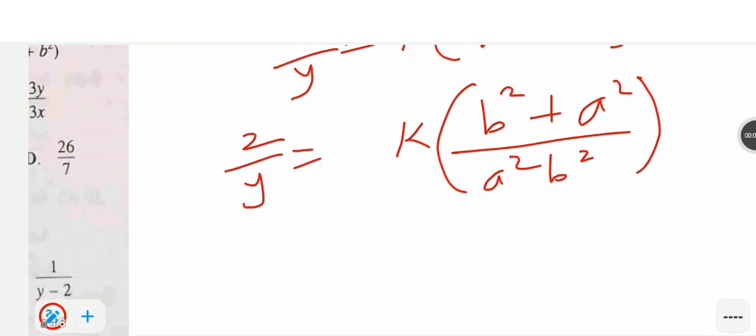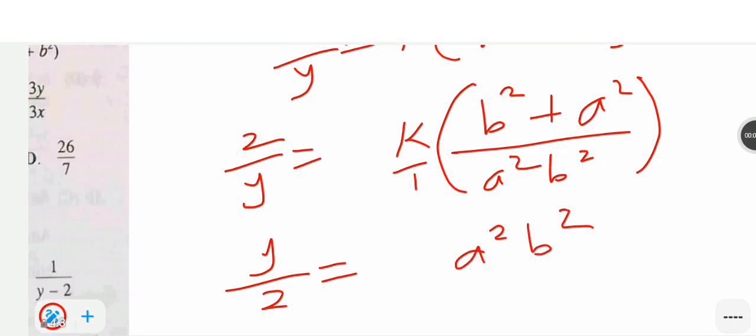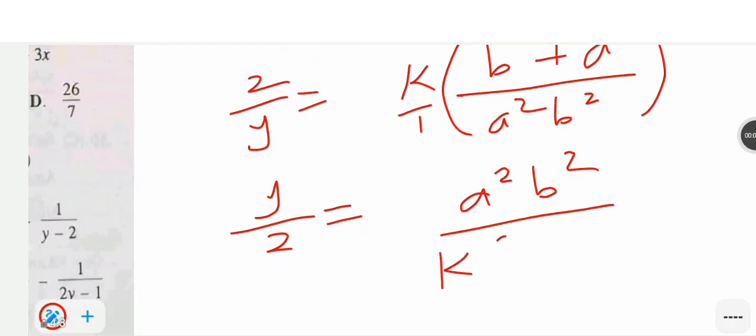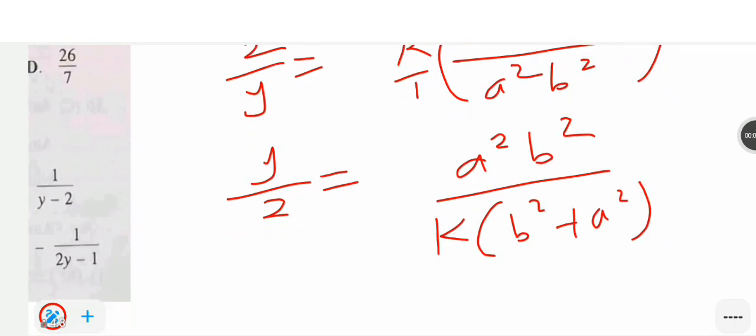Then the next stage, I want y to be alone. This case also k over 1, don't forget, it's k over 1. So if you want y to be alone, just swap this, turn it upside down. That will be y over 2, take the inverse. This 2 will be swapped, the a squared b squared will go up, then this k will come down. This is what it will look like.